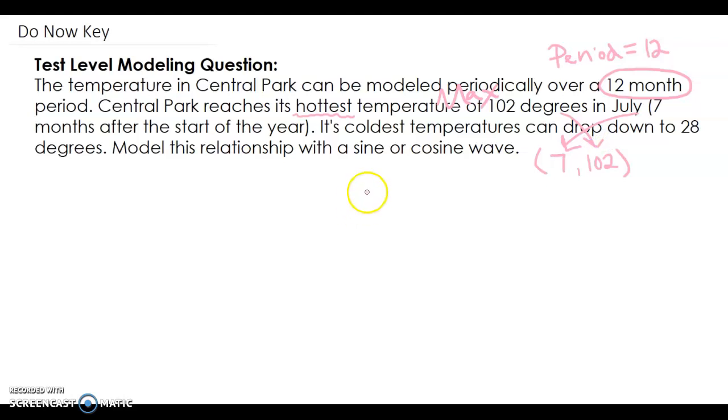All right, the last sentence says its coldest temperatures. That's going to be our min. Again, that's another extreme. You can't get colder than the coldest. Our minimum temperature is going to be 28 degrees. But it doesn't tell us what time of year that's happening at. And so this x value for this point is unknown to us right now. But that's no problem. We can still graph this.